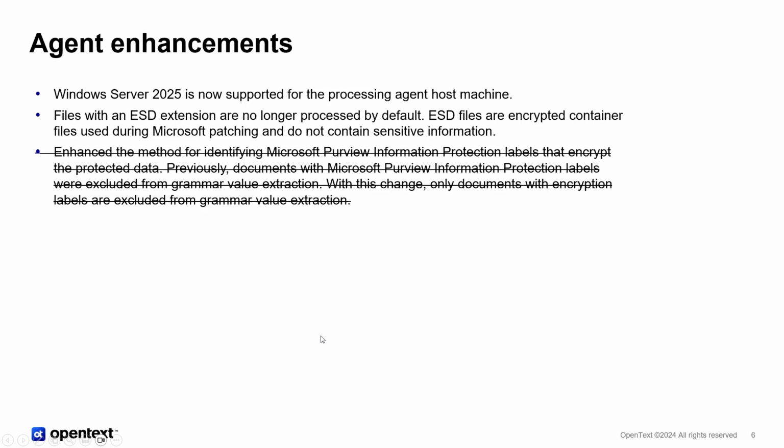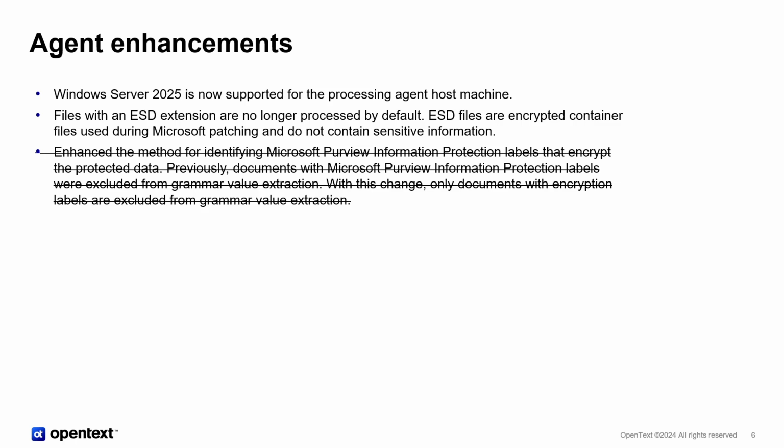In terms of agent enhancements, we now support Windows Server 2025 on the agents. We still support the older versions, going right the way back to Windows Server 2016, but now if you're running the later version of Windows, we support that. We also found that ESD file types, which are encrypted container files used by Microsoft patching, were really affecting scanning operations. So now these are excluded by default, skipped from the scanning operation.